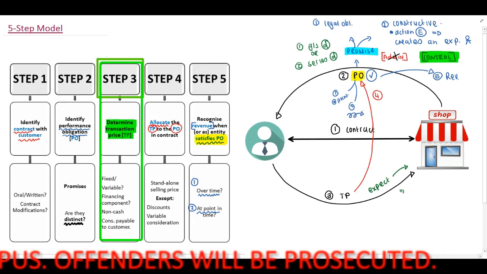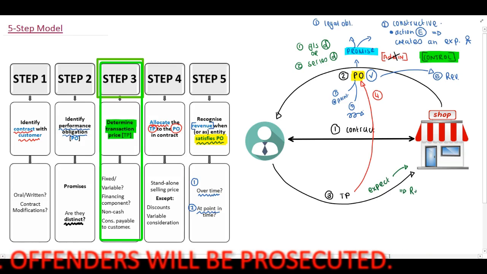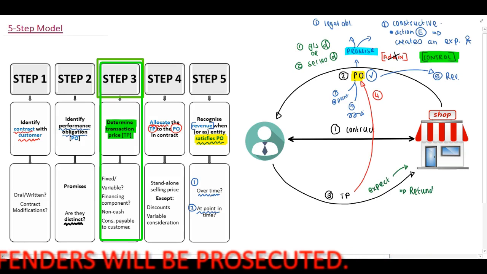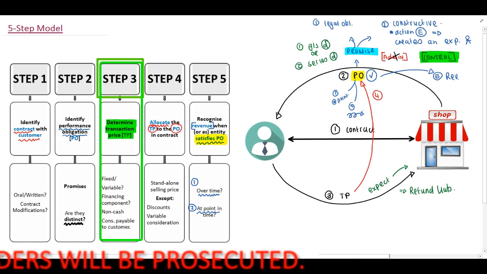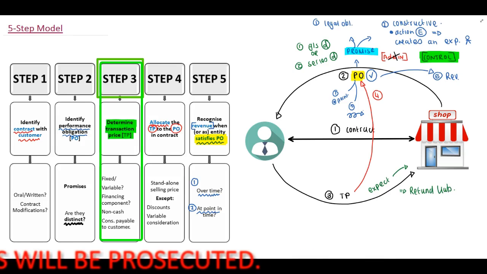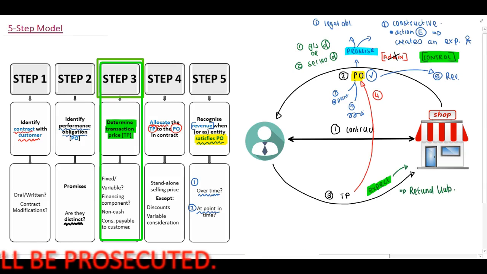Therefore, IFRS 15 indicates to us that we may recognize a refund liability. And this is why it's very important: the expected amount. How much does the entity expect it will receive from that transaction?